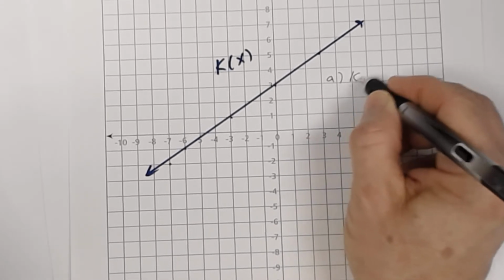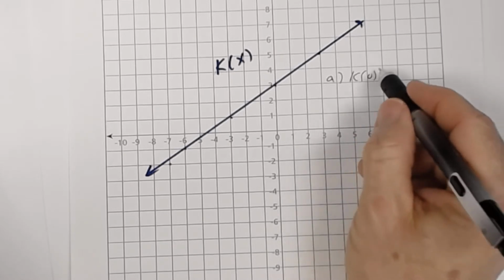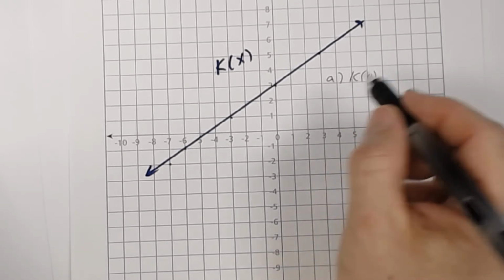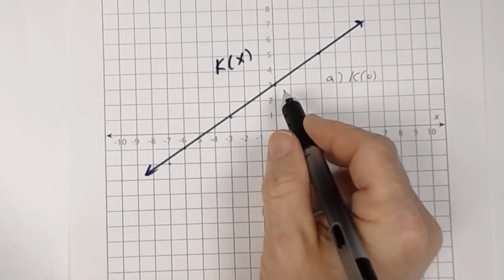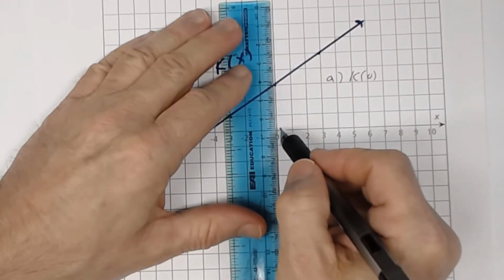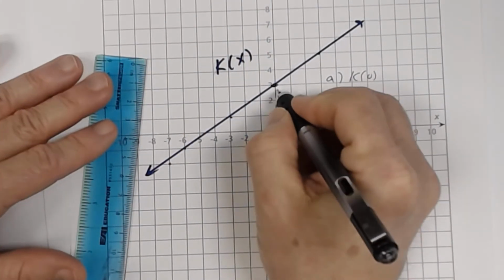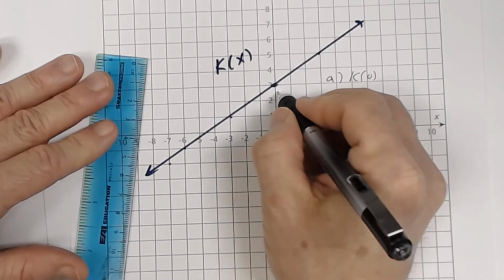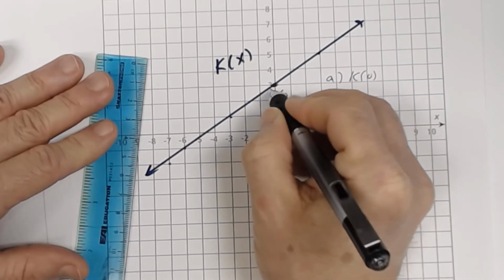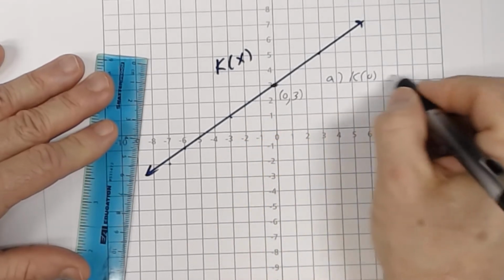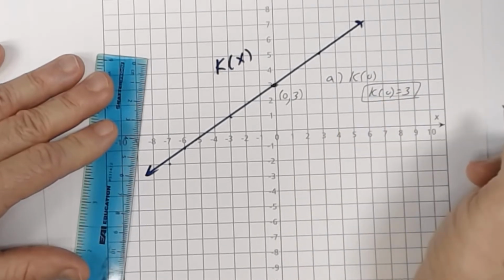Let's suppose I want to find k of 0. Remember, k of 0 means what's the y value when x is 0. So here's where x is 0. You go up. If you need to use a ruler, you use a ruler, okay? So x is 0 here. Here's my point. And if you need to label it, you label it. So when x is 0, my y value is 3. All right, so k of 0 is equal to 3. There's your answer.